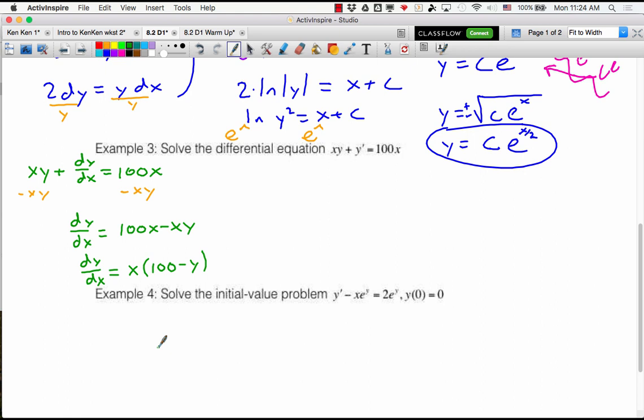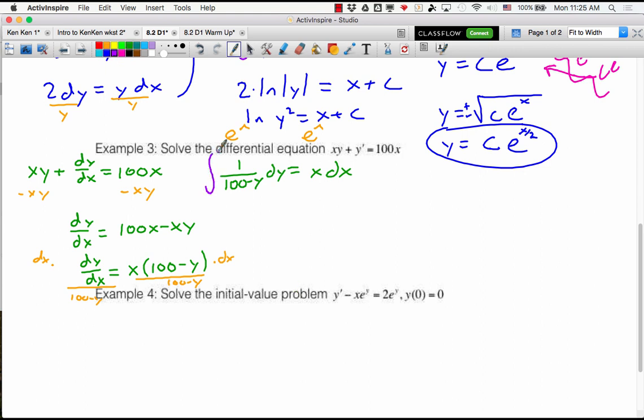I hope you don't mind if I do two things at once. I'm going to divide by 100 minus y on both sides, but I'm also going to multiply by the dx. Doing two things at once. So it looks like this: 1 over (100 minus y) dy equals x dx. How nice is that? So I've got them separated. I've got y's on the left, x's on the right. And when they get to the point where they're separated, I can integrate.